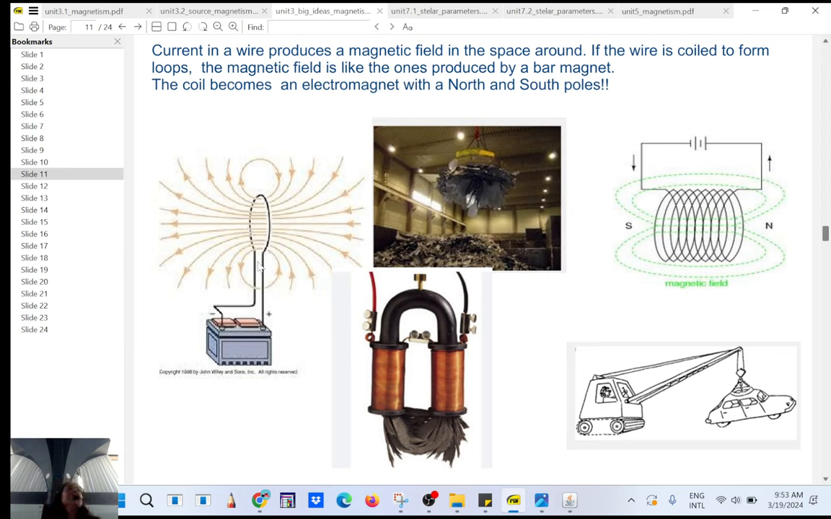Okay, so the strength of the magnetic field will depend, and that's going to be the next unit, on the strength of the current, but also the area and the number of loops. So it's proportional. So if you have twice the loop, you have twice the magnetic field, twice the area, twice the magnetic field, twice the current, twice the magnetic field.